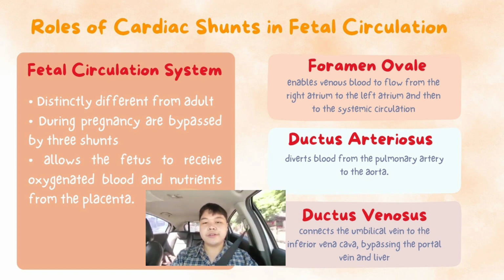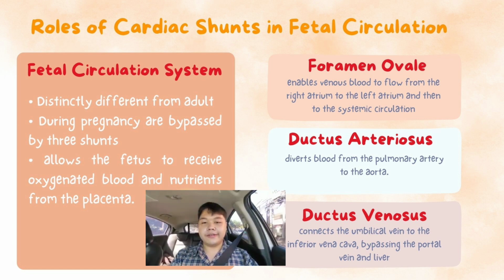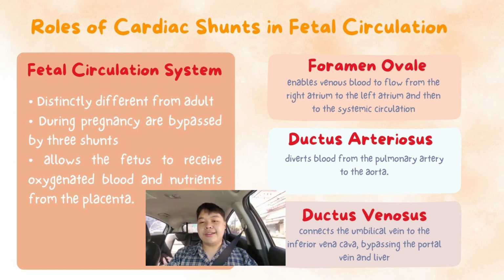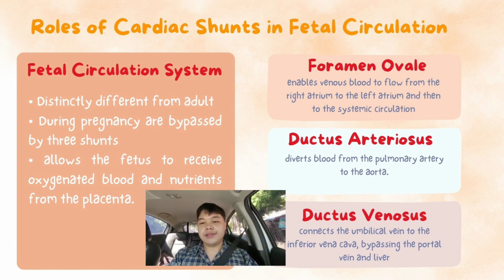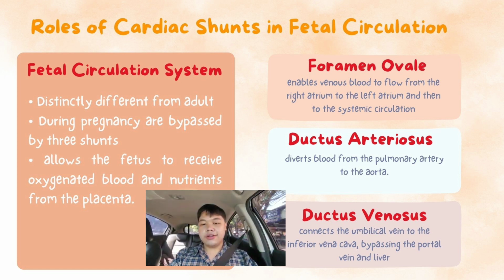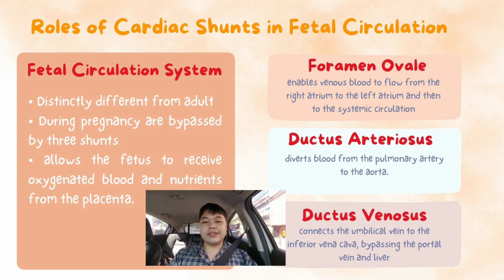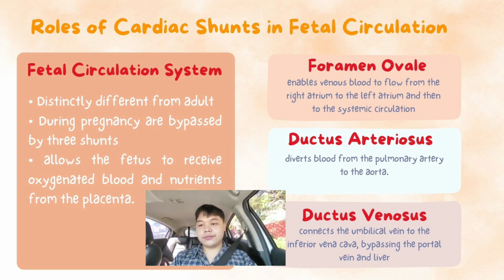The ductus venosus connects the umbilical vein to the inferior vena cava, bypassing the portal vein and liver. These shunts typically close soon after birth, when the newborn starts to breathe and the lungs begin to function properly. The ductus arteriosus undergoes changes that ultimately lead to its closure, while the ductus venosus closes shortly after the umbilical cord is cut and becomes the ligamentum venosum.